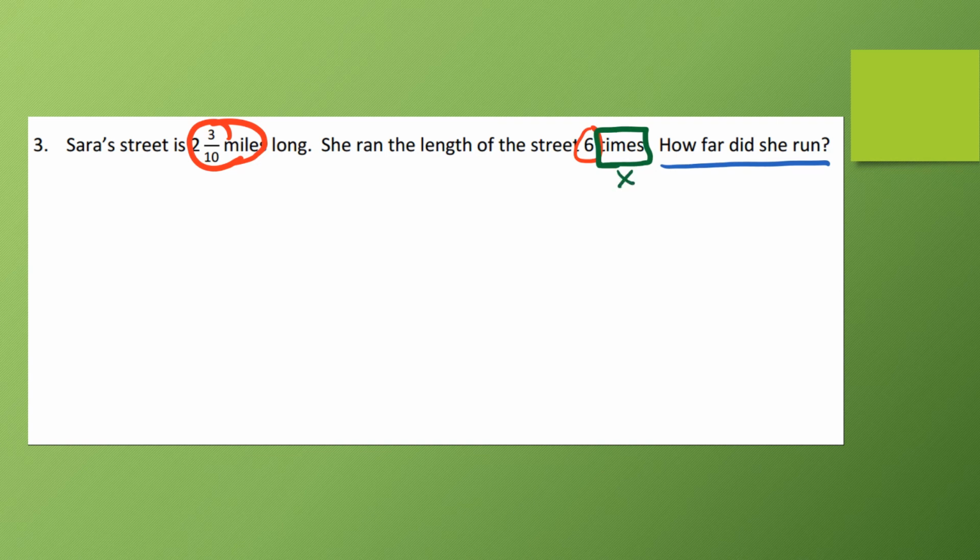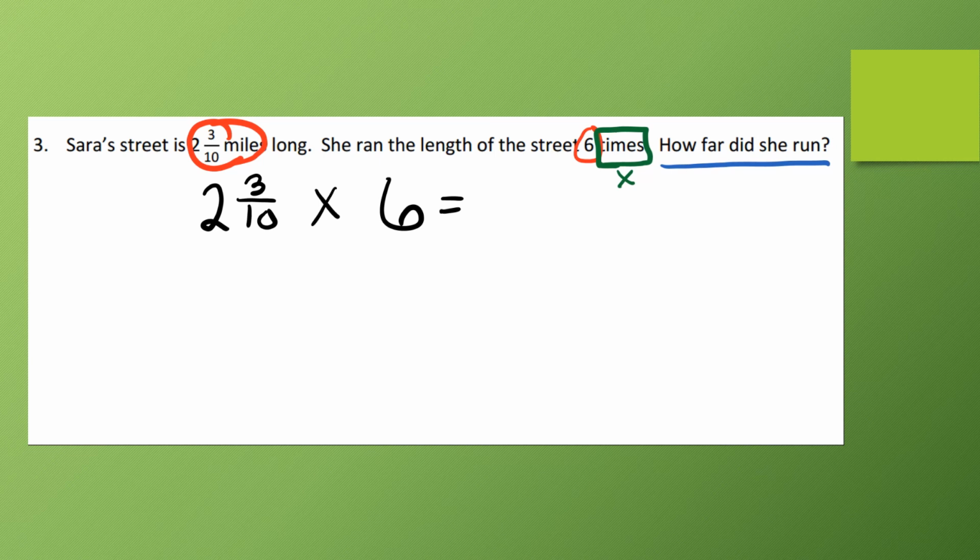Evaluate anything else that's important. Sarah, doesn't matter who it is. The length of a street. Okay, nothing there is extremely important. How far did she run? I think we have all the important pieces. So now I'm going to pull out my numbers. What did I circle? I have to use those. I'm going to copy 2 3/10 and 6. I know I have to use those two numbers. I boxed the word times, so I know I have to multiply to find out how far she ran.